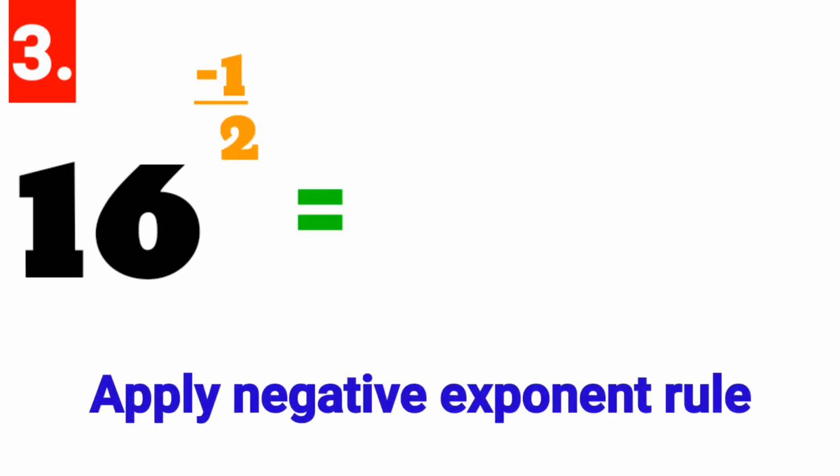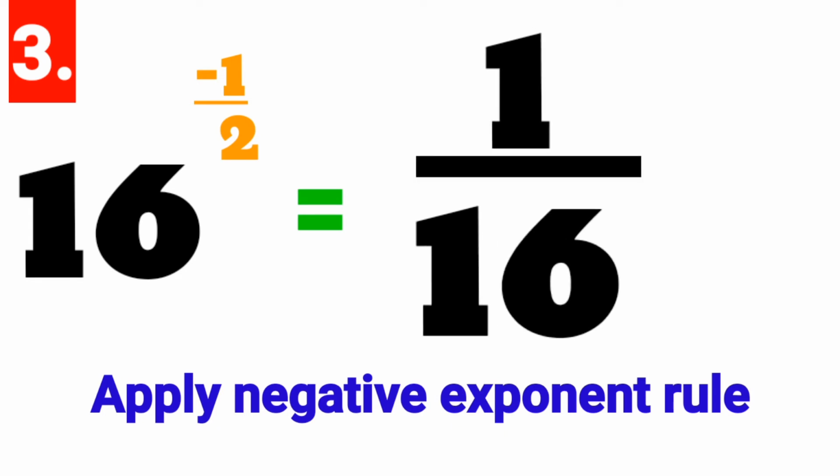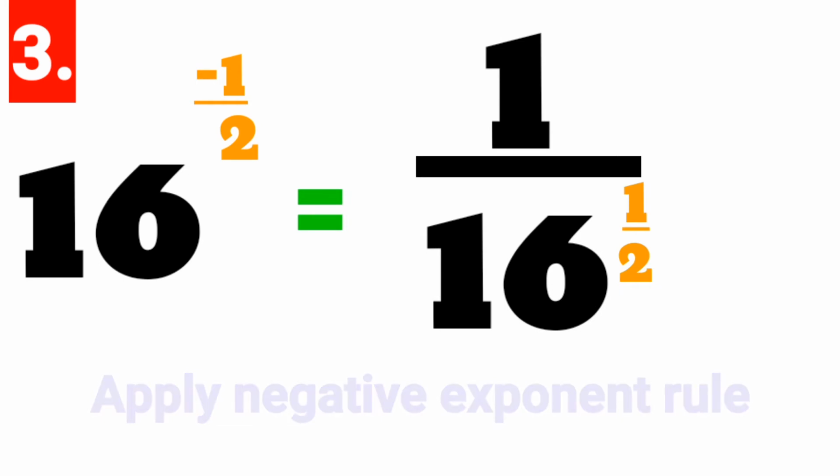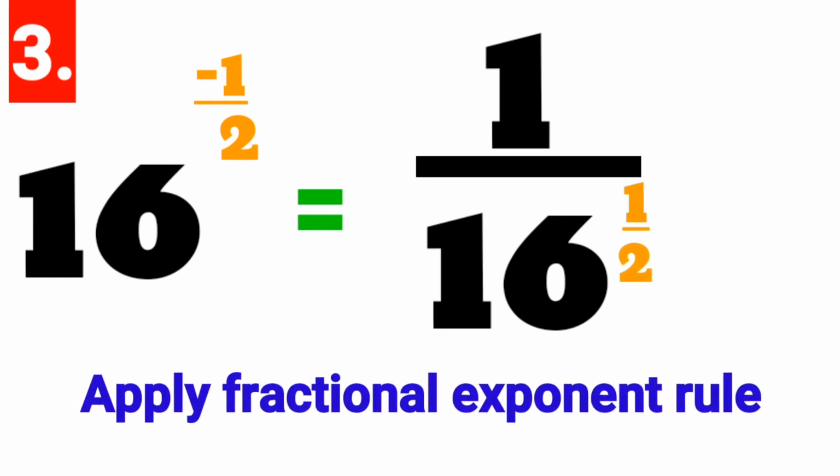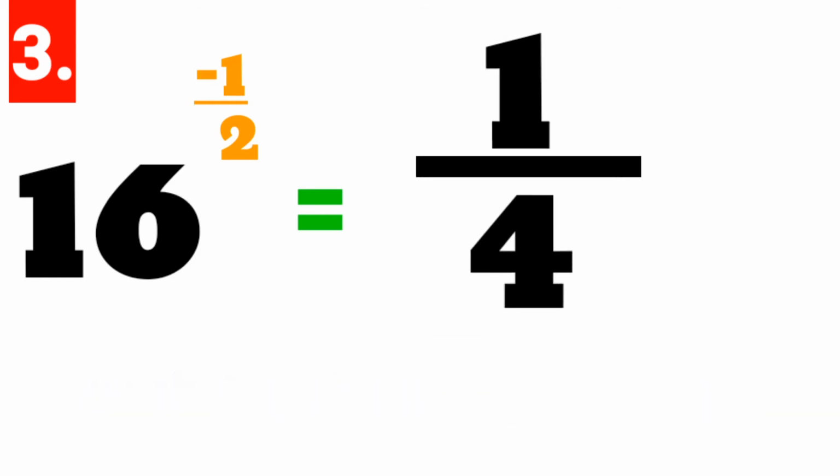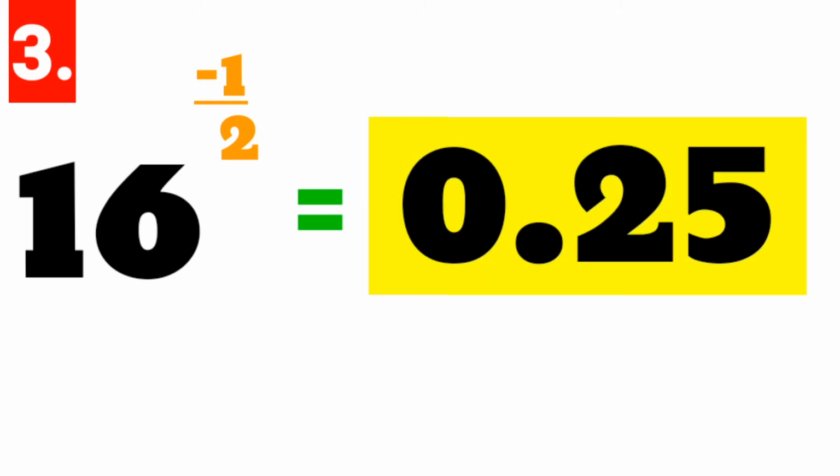16 to the power of negative 2 over 4. Reduce negative 2 over 4 to negative 1/2. Then flip it into its reciprocal to make it a positive exponent. Denominator 2 is the index and numerator 1 is the power. So the square root of 16 is 4. And 1/4 is equal to 0.25.